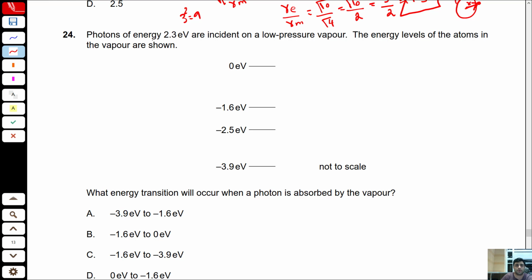Photons of energy 2.3 electron volt are incident on low pressure vapor. The energy levels of the atom in the vapor are shown. Okay, so these are the energy levels. So probably the nucleus is somewhere here, and the nucleus has protons and neutrons, because as you move away from the nucleus, the energies of the energy level shells should decrease. It should increase, yes, it becomes more and more positive.